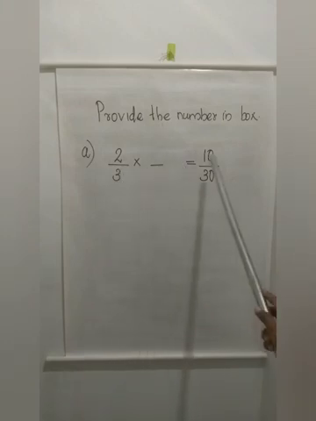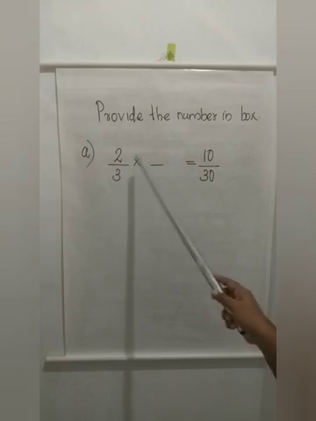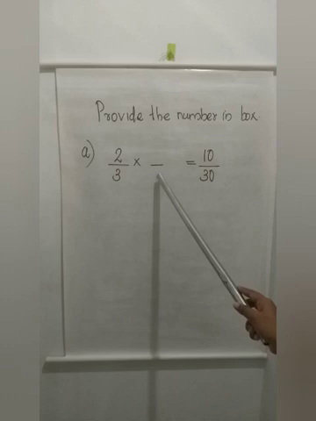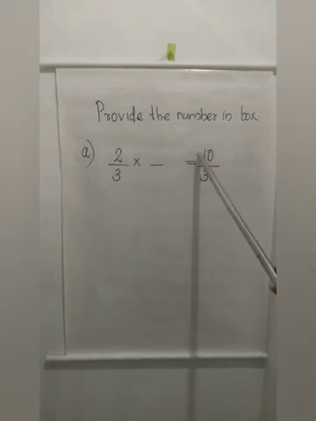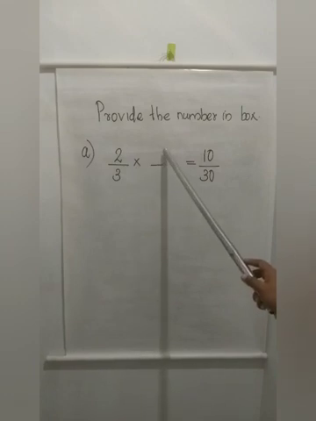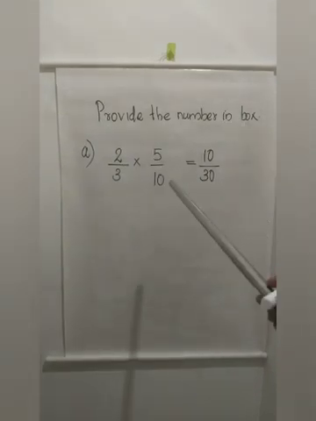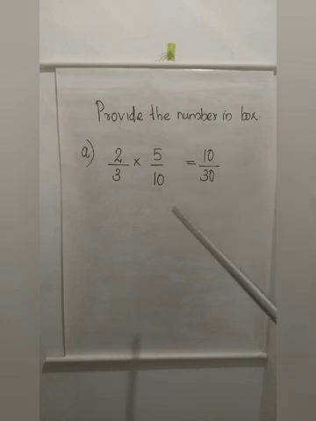So 3 into what is 30? All of you know 3 into 10 is 30. So here the denominator we got is 10. Now 2 into what is 10? 2 into 5. So what will come here? We get 2 into 5 by 10 is 10 by 30. Now we have to make this 5 by 10, that is the fraction we got in the blank.